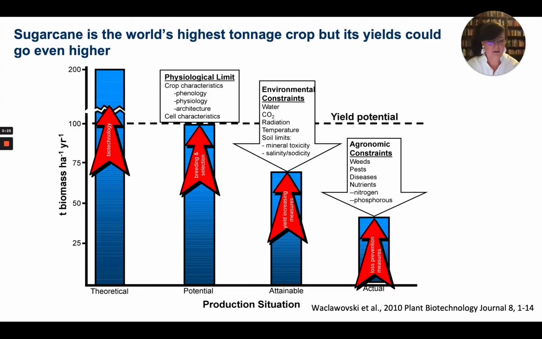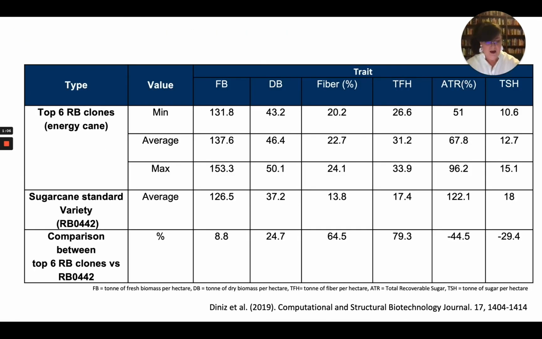Sugarcane is the world's highest tonnage crop, but its yields could go even higher. 10 years ago, we published this analysis on yield potential that concluded that the current yields of around 39 dry tons per hectare a year could be increased significantly with improvements on the environment, with new varieties altered for some key physiological traits, and with the use of biotechnology, towards what we believe possible, over 120 dry tons of potential weight, or 380 fresh tons.